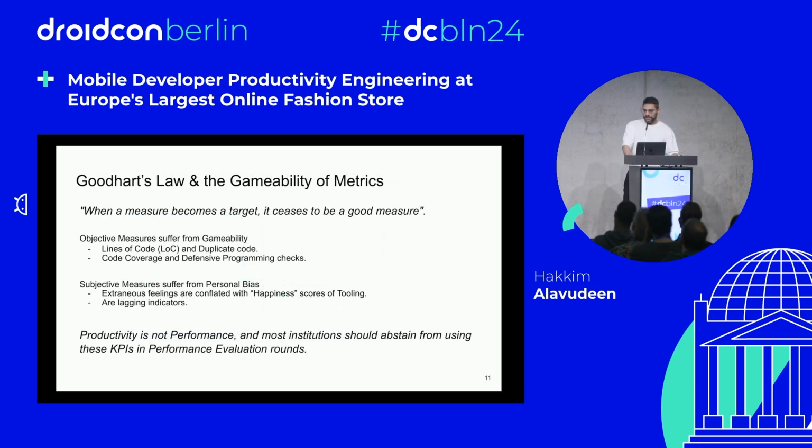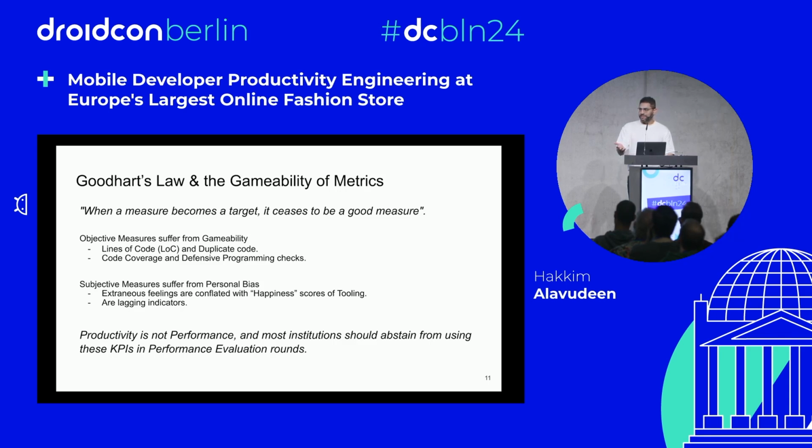So I want to take a moment to emphasize how to utilize these metrics in a proper way. And for that, I want to talk about Goodhart's law, named after the famous British economist, that states that when a measure becomes a target, it ceases to be a good measure. Now, take lines of code as an example.